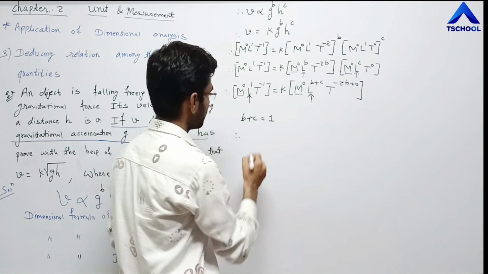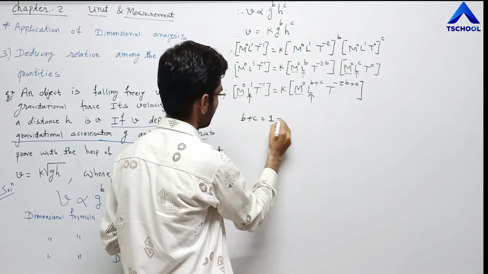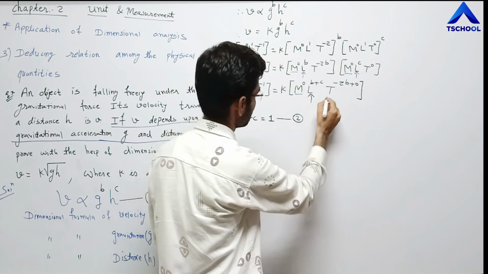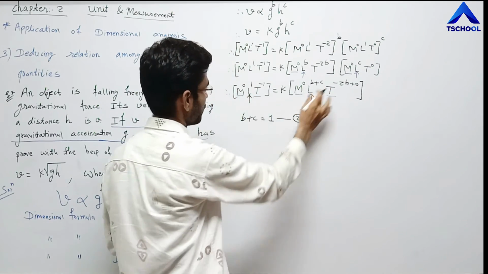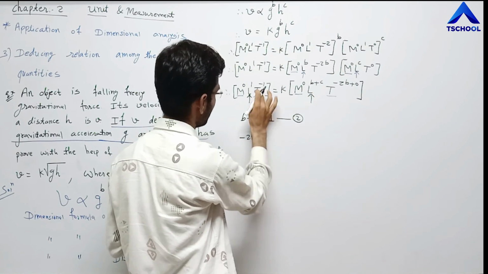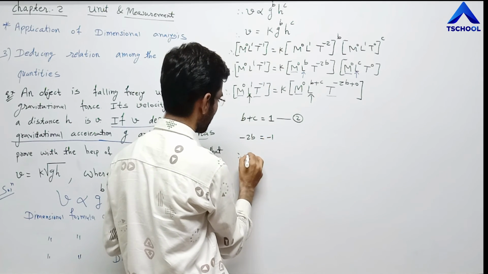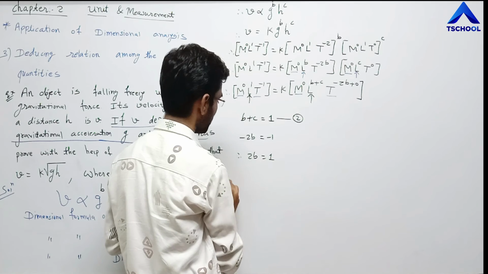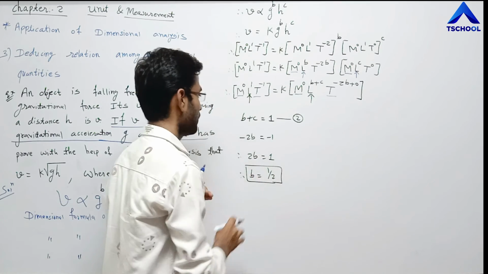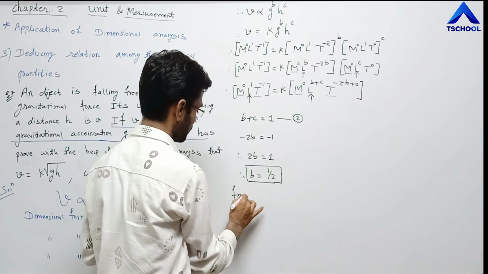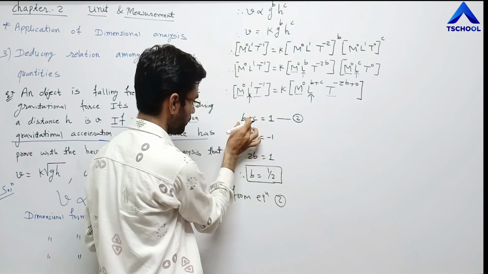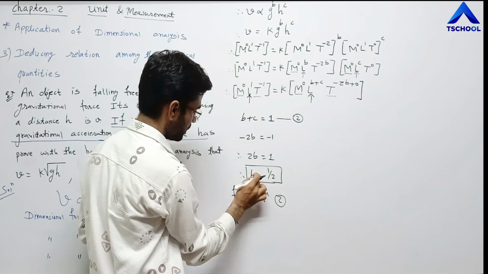Therefore, equation 2. Next compare the power of T: T power minus 2b is equal to T power minus 1. Therefore 2b is equal to 1, so b is equal to 1 by 2. Substitute the value of b in equation number 2.